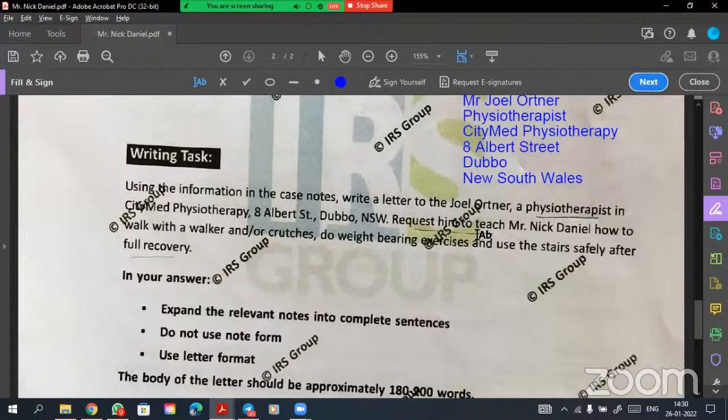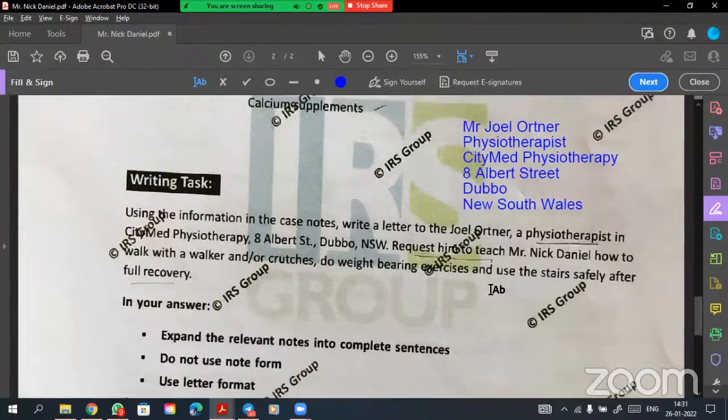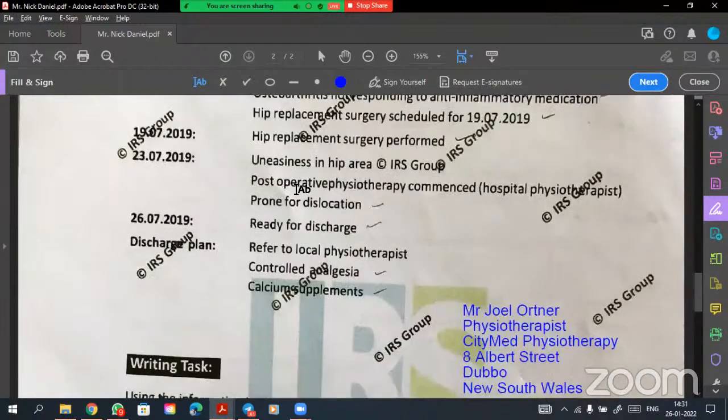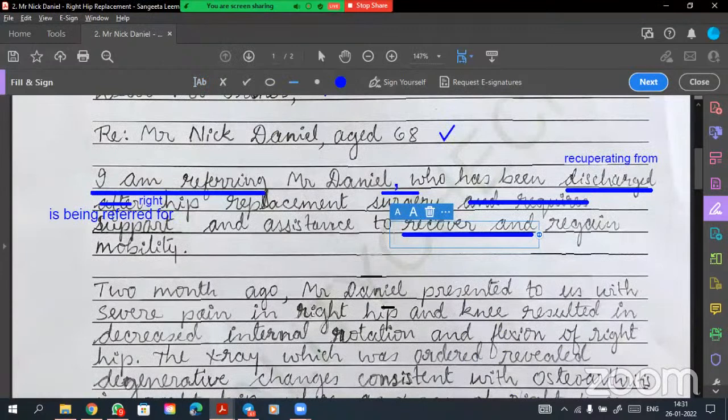So here you can say, request him to teach Mr. Nick Daniel how to walk with a walker or crutches, and not to do weight bearing exercise, and to use the stairs safely after full recovery. These are the things. So, to provide education and support. Fine, that's good. Right. Regarding Mr. Daniel, who has been recuperating from right hip replacement surgery, is being referred for support and assistance.